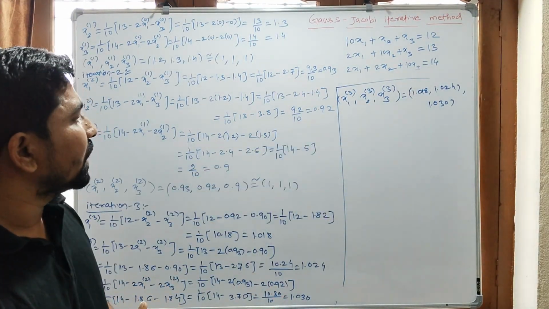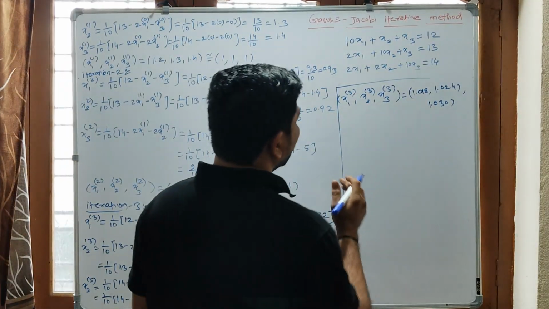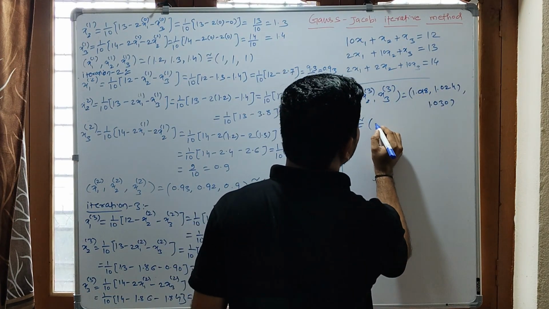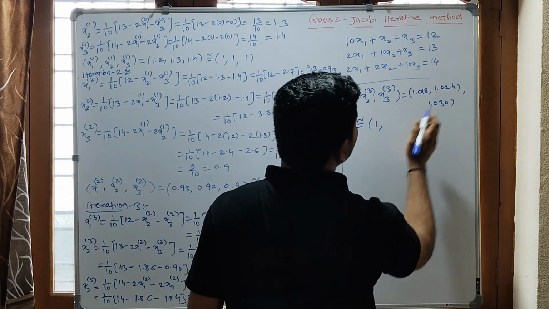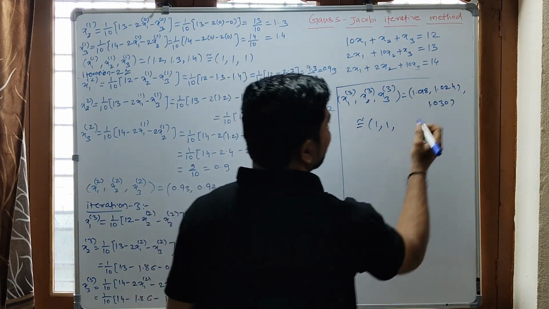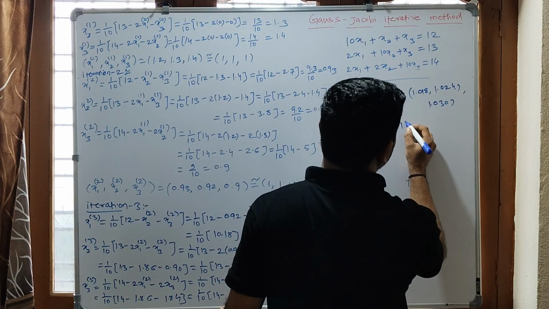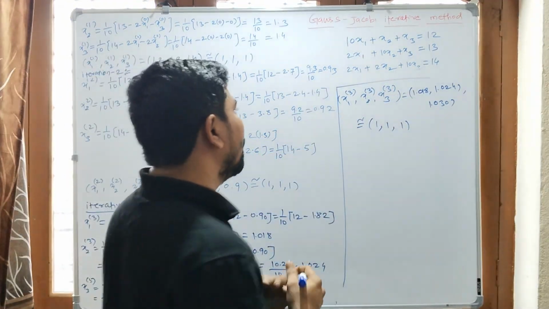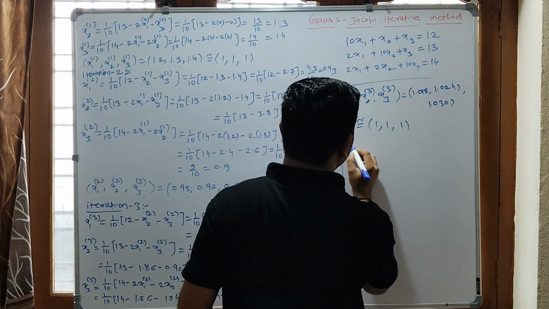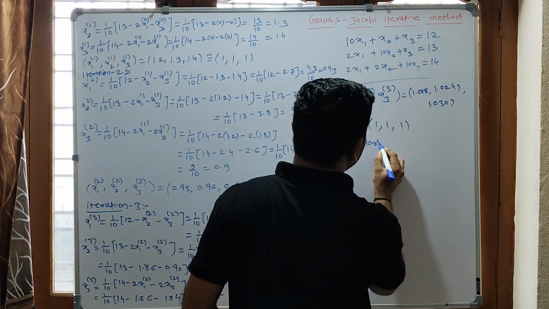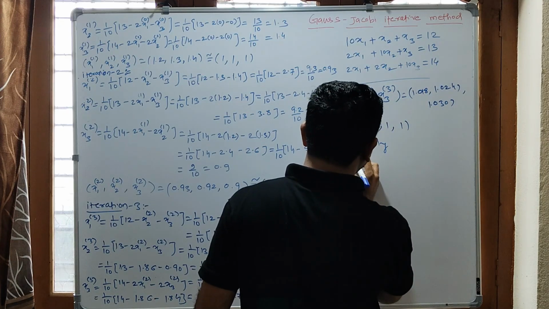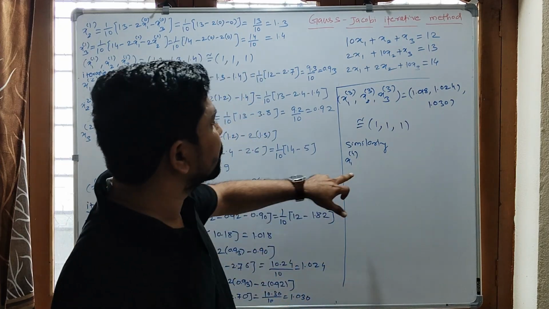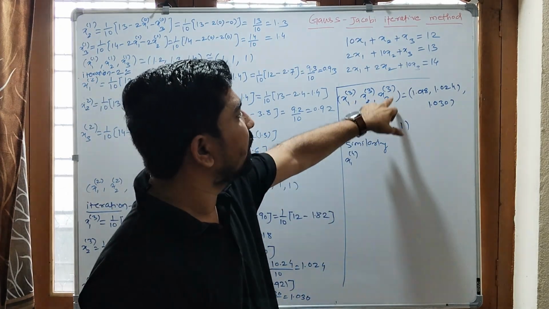Now you can observe one thing, this solution is approximately equal to 1. 1.018 is approximately equal to 1, 1.024 is also approximately equal to 1, and in the same way 1.030 is also approximately equal to 1. So you can go up to the fourth iteration also. Similarly you can find x1 at 4, calculating x1 at 4 by using x2 at 3 and x3 at 3.